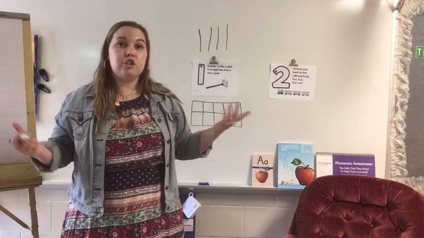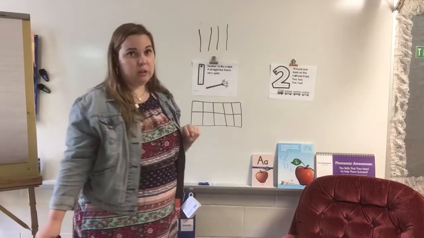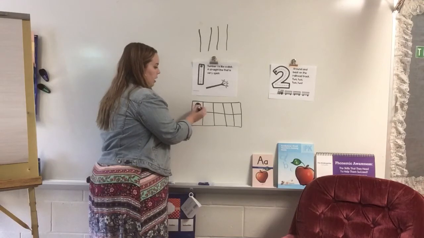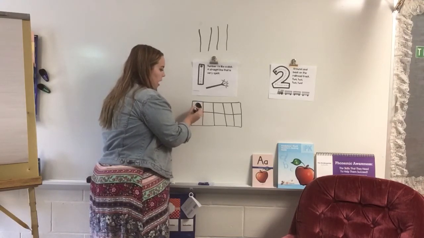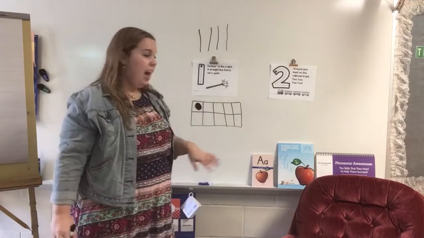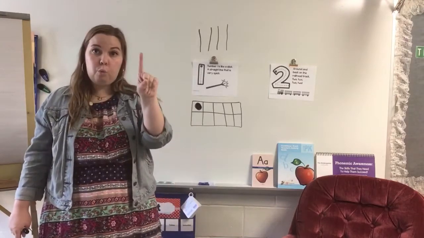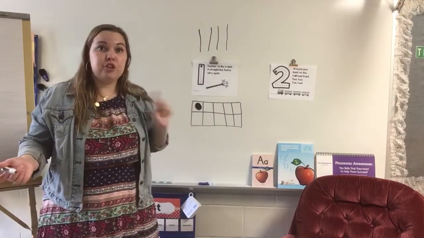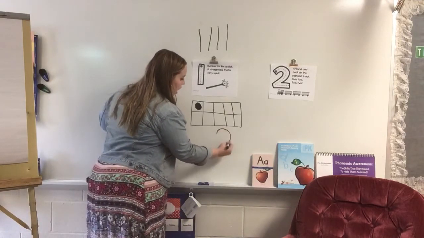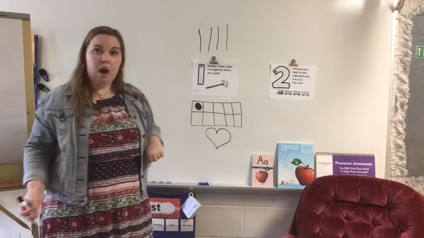So if I wanted to show 1 in a 10 frame, I would just put 1 circle in it. Let's do it. Here we go. 1. And I'm going to color it in. I have 1 circle in my 10 frame. I don't fill in any of the other spaces because I'm just showing the number 1. We said we could draw a picture of one thing. I'm going to draw a picture of 1 heart. That's how I show the number 1, with 1 heart.